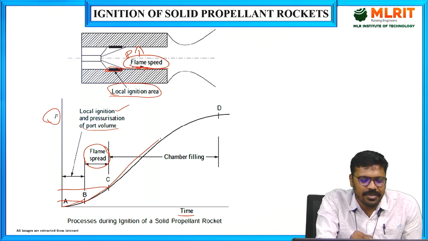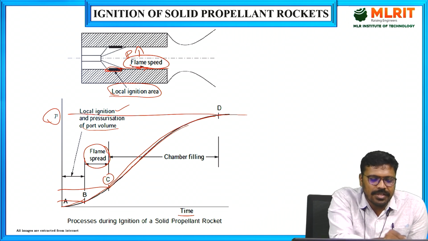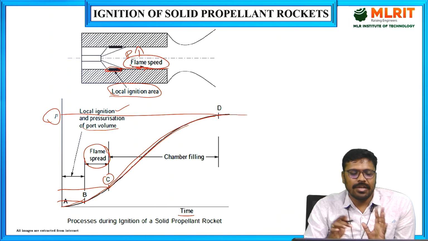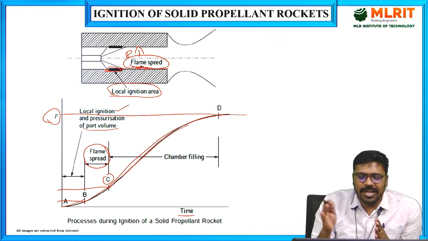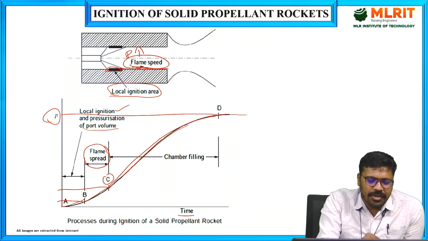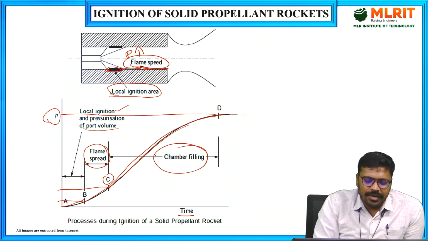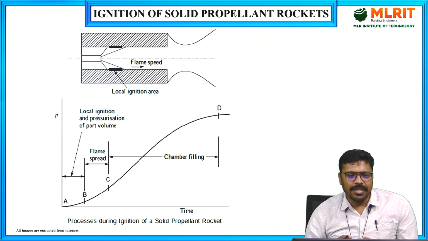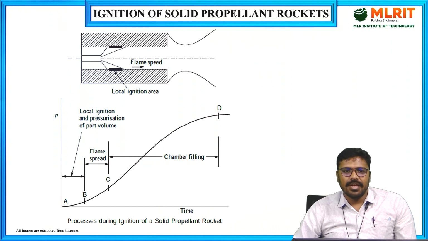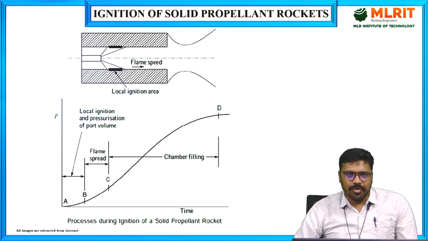That happens from C to D. From C to D, the pressure is increasing and almost maintaining a constant pressure. When we see the graph of action time and burn time, there you can see this constant steady state pressure time also. So C to D is the chamber filling stage. This is the process of ignition in a solid propellant rocket motor.